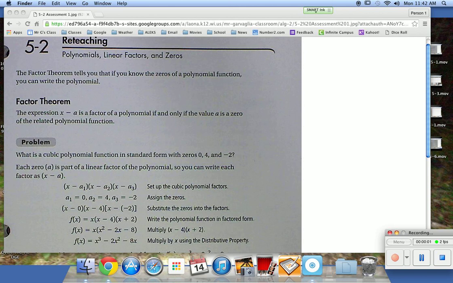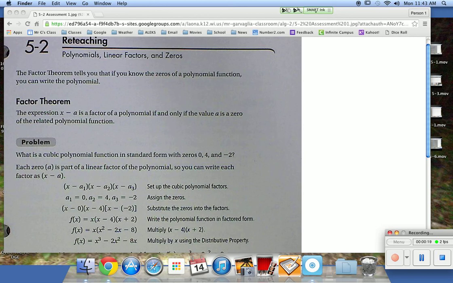All right, Chapter 5, Section 2. We're going to start learning how to multiply polynomial factors.